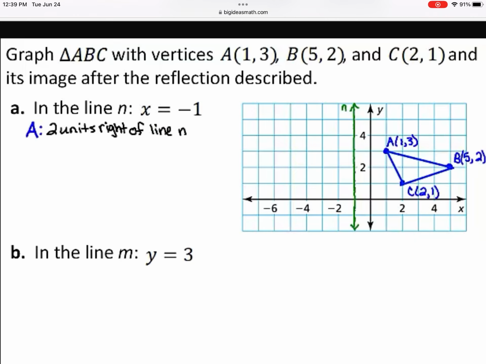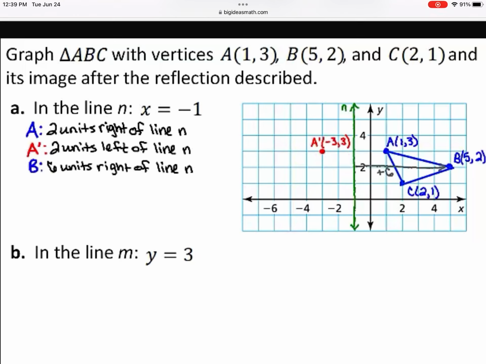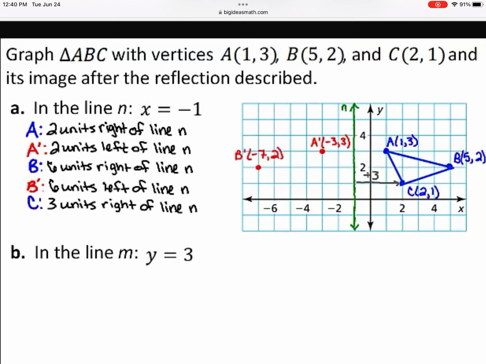Point A is 2 units right of line N, so its image, A', is 2 units left of line N, at (-3, 3). Also, point B is 6 units right of line N, so its image, B', is 6 units left of line N, at (-7, 2). And point C is 3 units right of line N, so its image, C', is 3 units left of line N, at (-4, 1). To complete the graph of the image, draw line segments connecting the vertices.